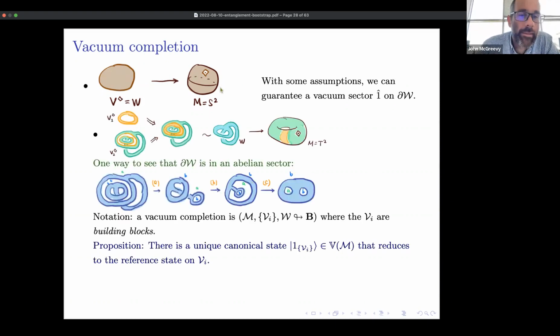And in the example of the torus with a hole, because we can make this region out of these kinds of building blocks, where at most one of the thickened boundaries of these regions is not embedded, we can guarantee the existence of a vacuum sector on this boundary and therefore fill in this hole to make the whole torus. And one way to see that this is the case is to consider this green thing, which here is drawn in blue.